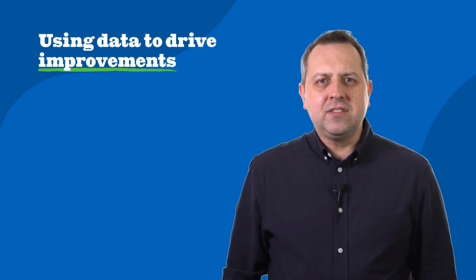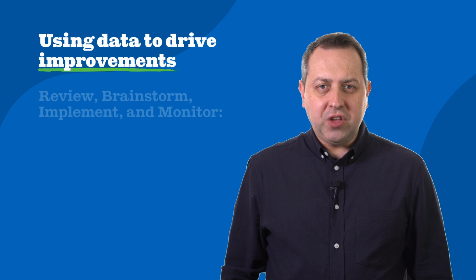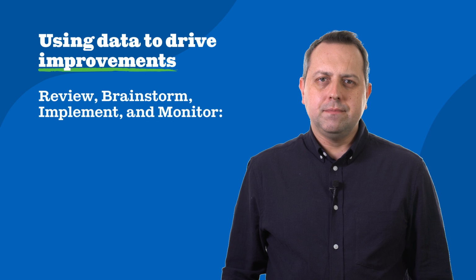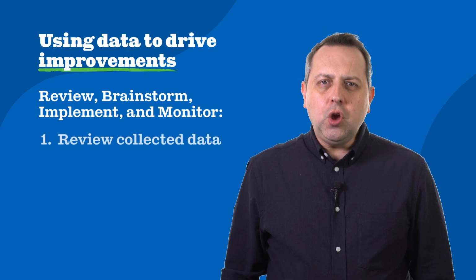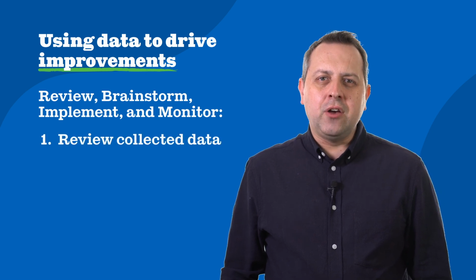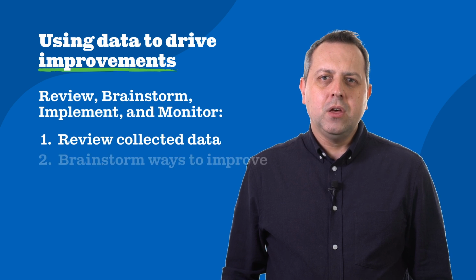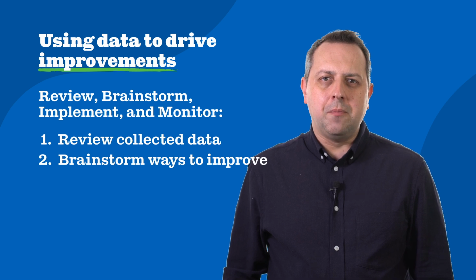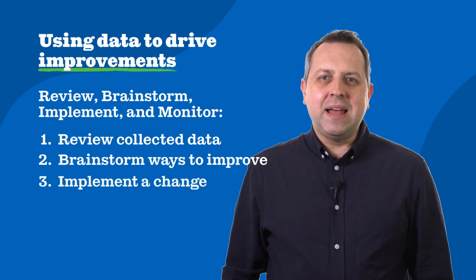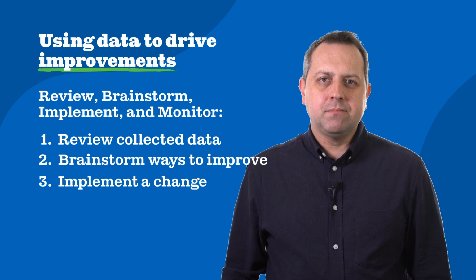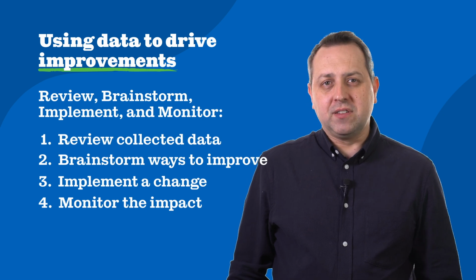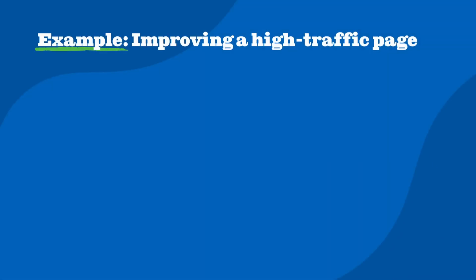A useful exercise is to use a process such as review, brainstorm, implement, and monitor. Number 1, review the data you've collected and note down any obvious findings. 2, brainstorm ideas on how you might be able to improve those numbers. 3, implement a change for a period of time. And 4, monitor the impact of that change. Was it positive?